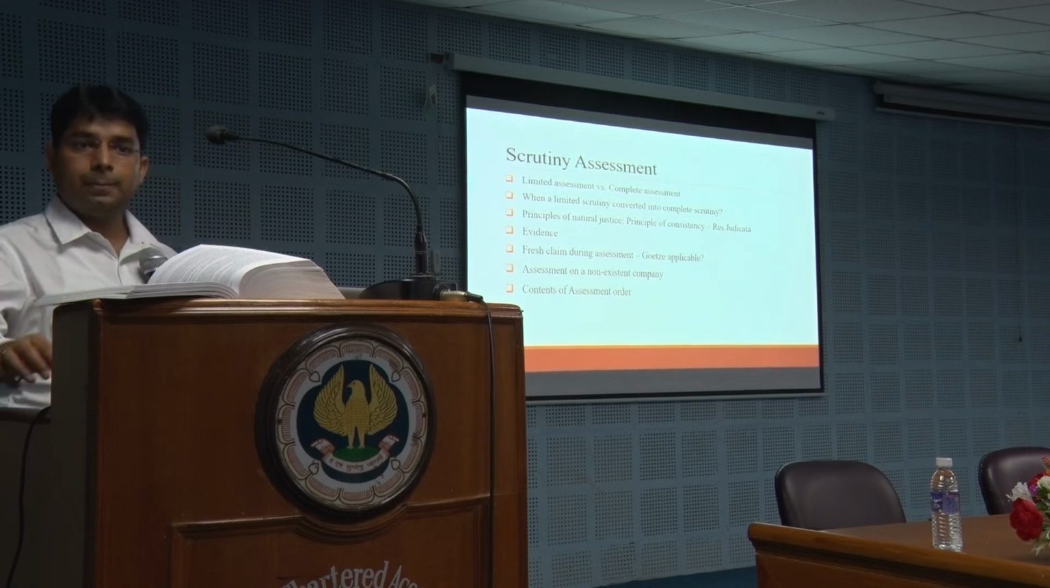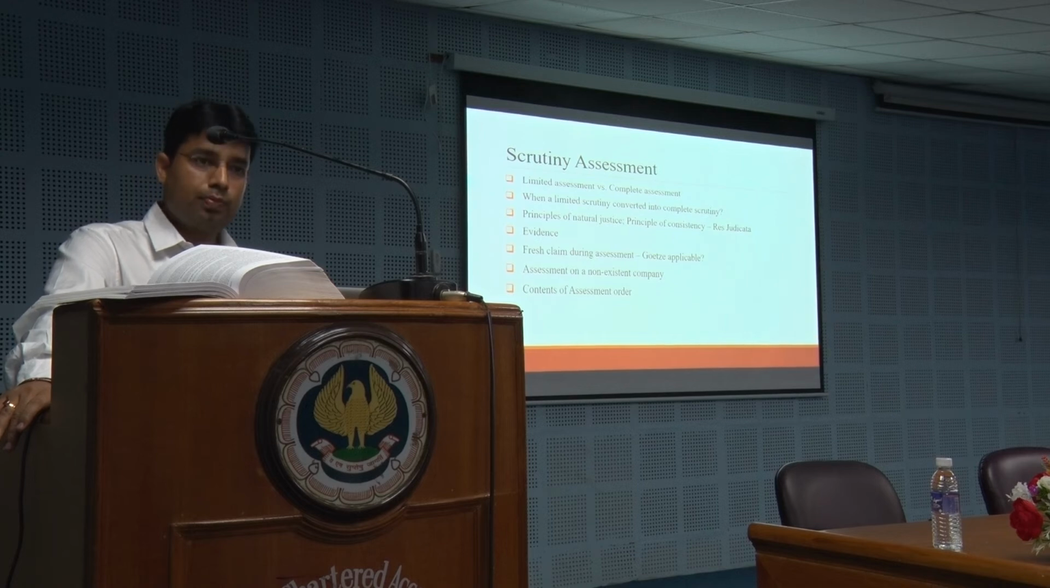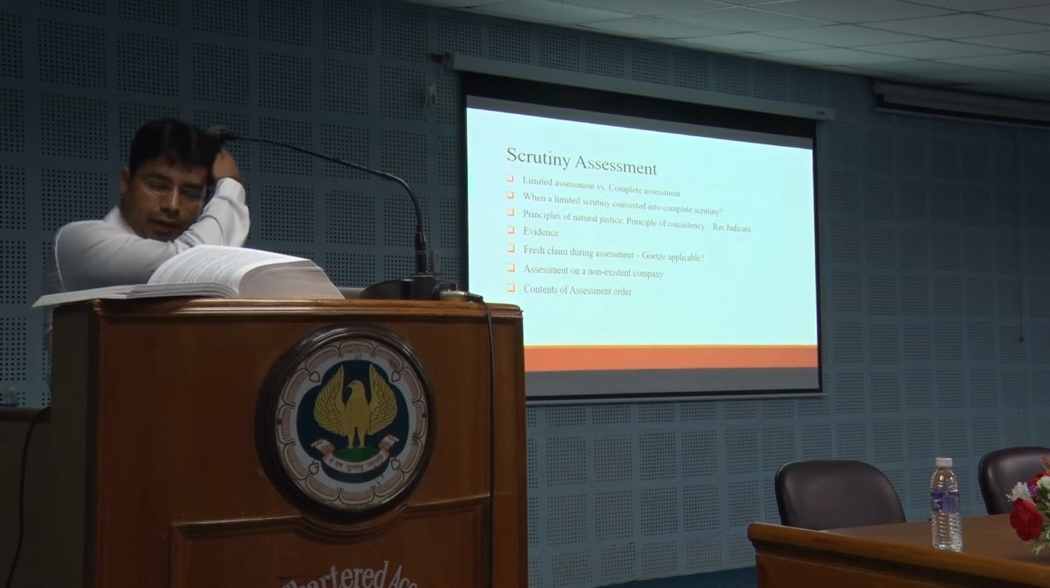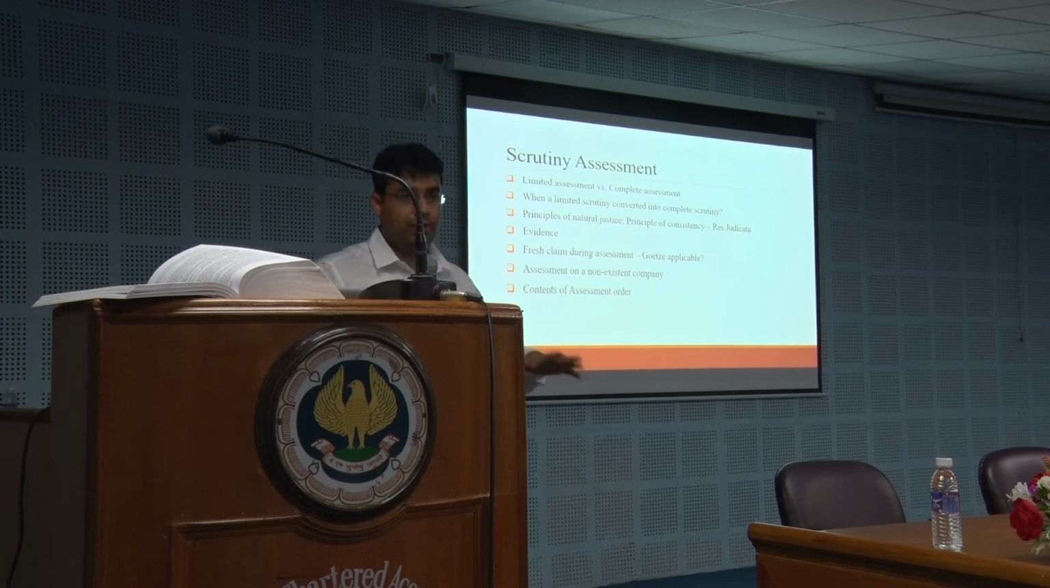CIT permission is also required, isn't it, sir? Sorry? For expanding the scope of scrutiny, the AO has to get the CIT approval. Correct. He has to get the approval of the joint commissioner. And some monetary limit is also fixed, I believe. Correct. You are right. The monetary limit for a metropolitan related assessment is 10 lakhs. If it is non-metro cases, it is 5 lakhs.